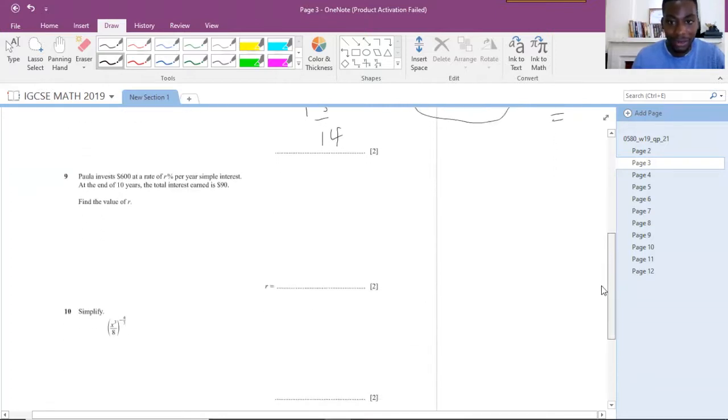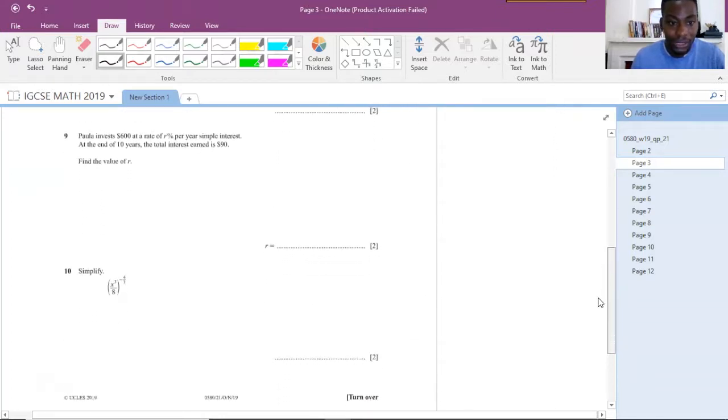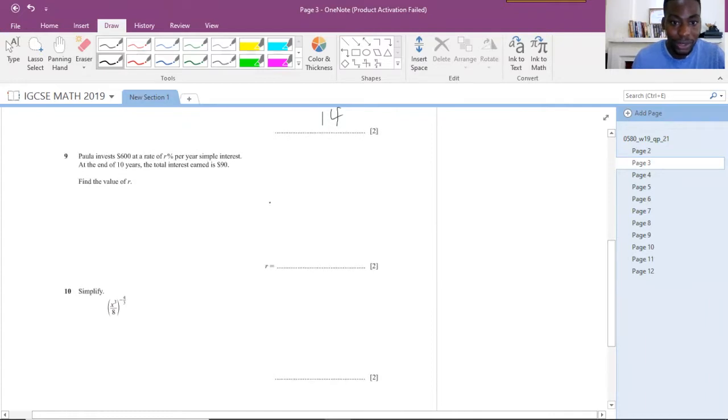Financial math. So this question here looks like a simple interest question. Paula invests $600 at a rate of R% per year, simple interest. At the end of 10 years, the total interest earned is $90. Find the value of R.